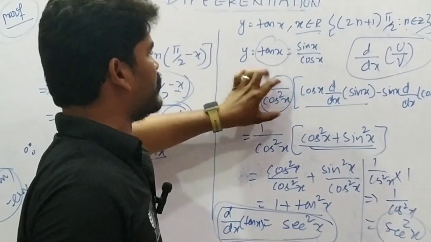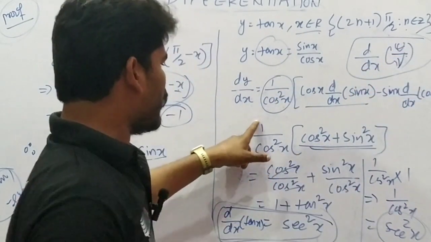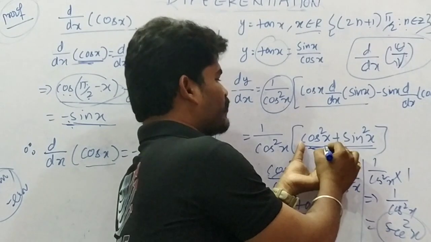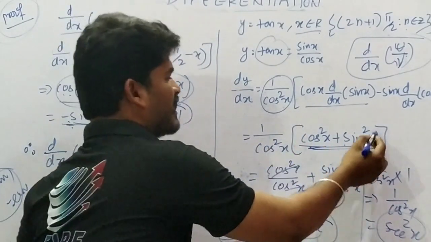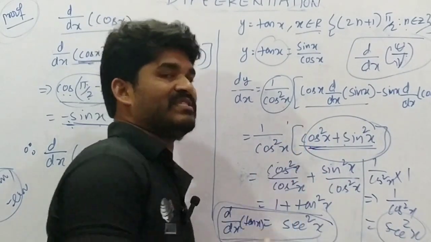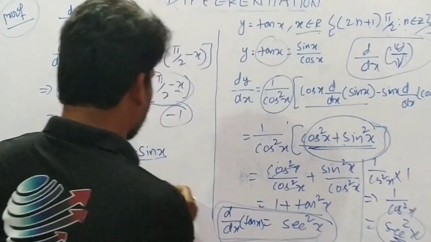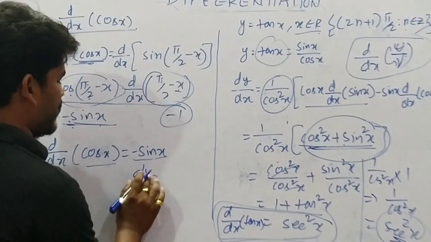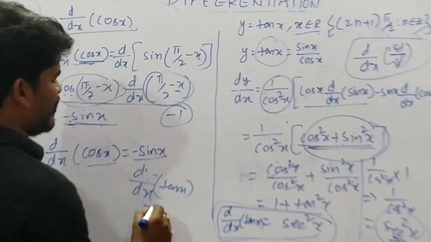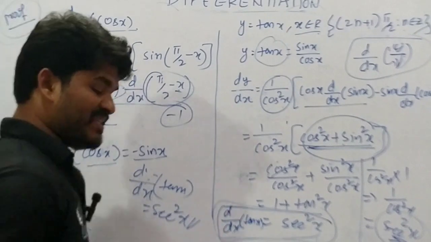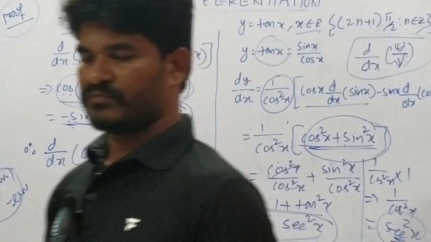Here, for dy by dx of 1 by cos square x, we apply the d by dx of uv formula: 1 by cos square x into cos square x plus sin square x. Here cos square x plus sin square x has value 1, therefore 1 by cos square x is written as secant square x. Therefore dy by dx of tan x equals secant square x. So this is the differentiation of tan x. These are very important.